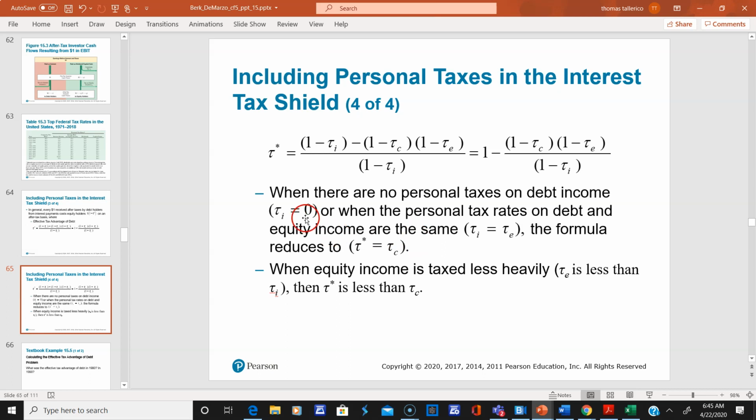So if we look at that equation again, which is rewritten: when there's no personal taxes on debt income, let's make T_I equal 0. When the personal tax rates on debt and equity income are the same, the formula reduces to just the corporate rate. So if debt and equity are the same, this will reduce to T star equal to T corporate.